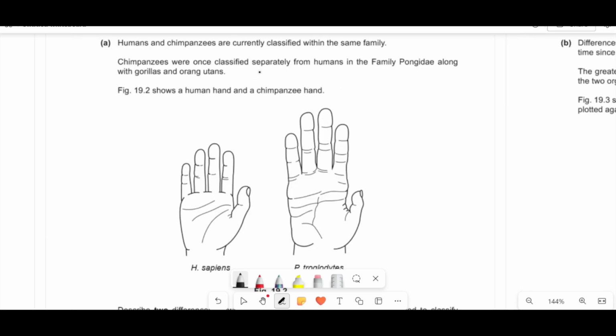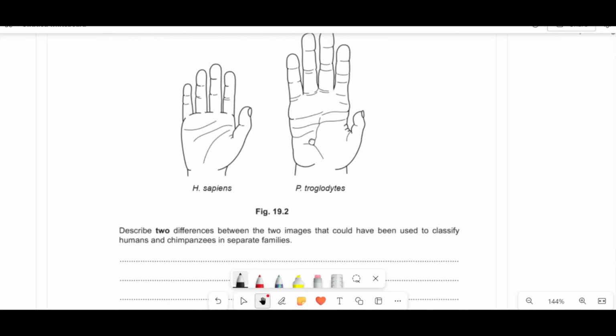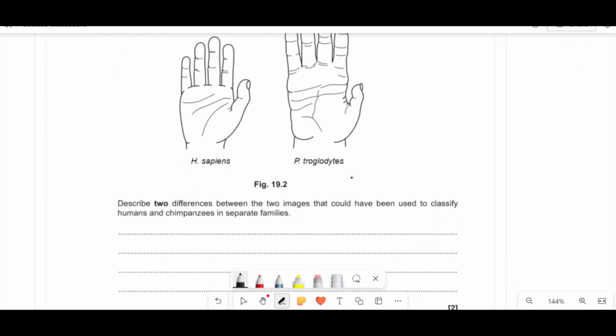So humans and chimpanzees are currently classified in the same family. Chimpanzees were once classified separately from humans in the family Pongidae, along with gorillas and orangutans, and here's a human hand and a chimpanzee hand. So Homo sapiens and then P. troglodytes. Describe two differences in the images that could have been used to classify them in separate families.